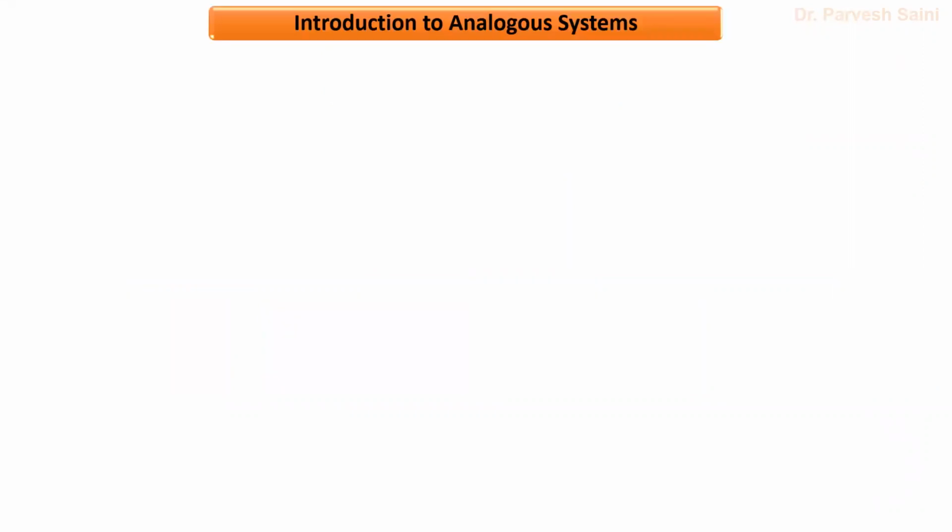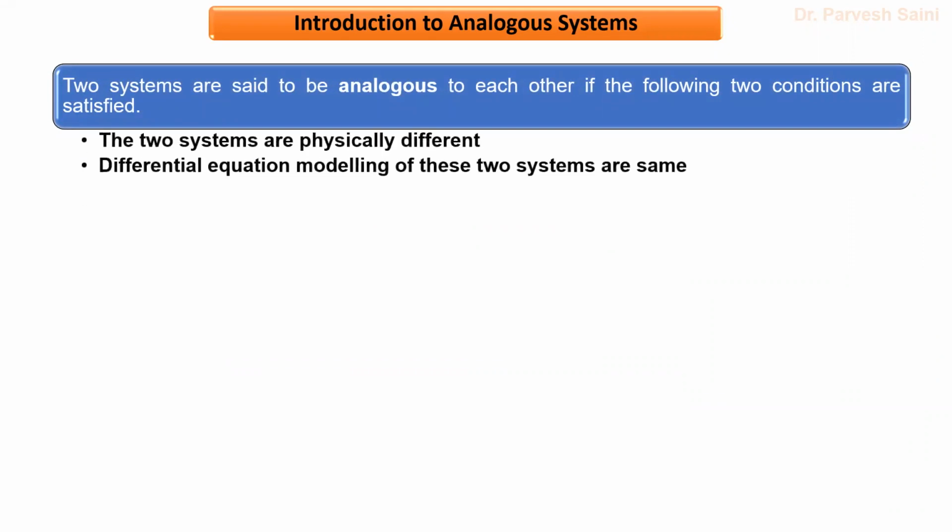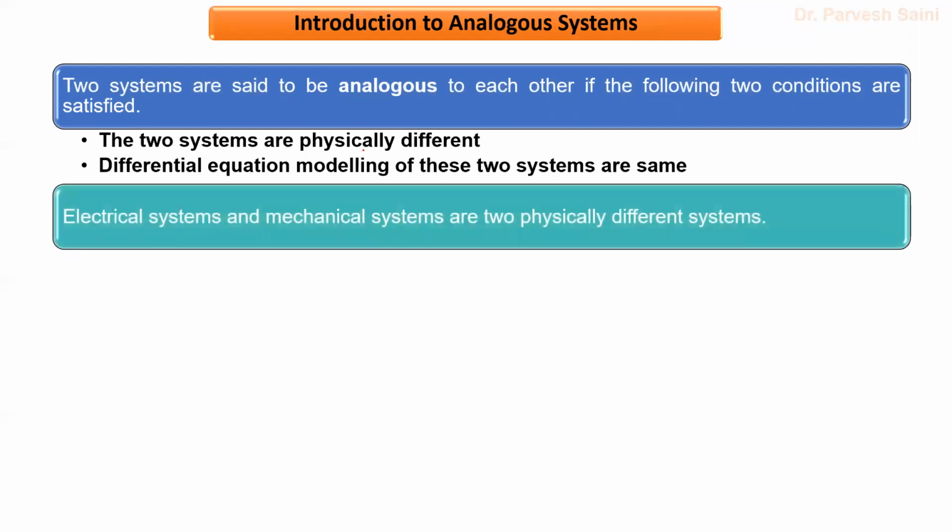So to start with, what is an analogous system? We can say that two systems can be analogous to each other if they satisfy the following conditions. That is, these two systems are physically different, that means they are of different types, right? Secondly, when we model such systems, that is when we represent or express such systems through mathematical modeling, their differential equations should be the same, or of similar type, right? So these are the two conditions for two systems to be analogous.